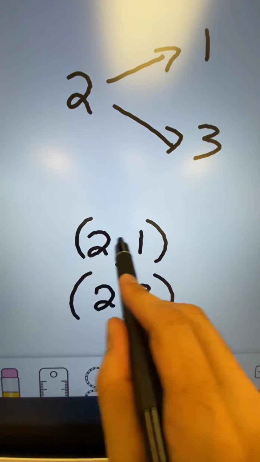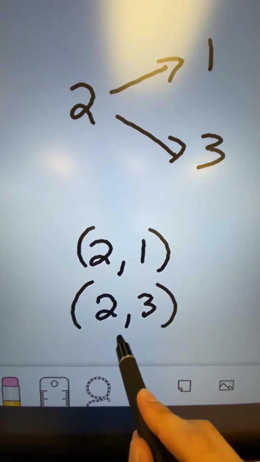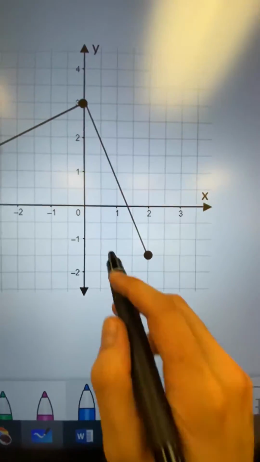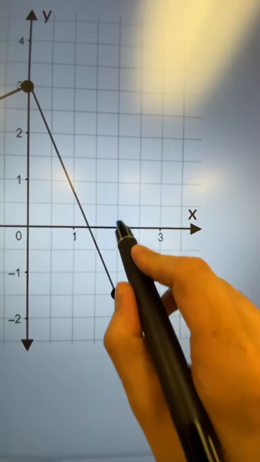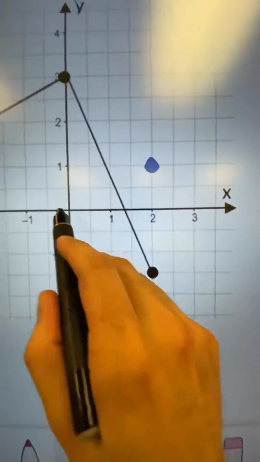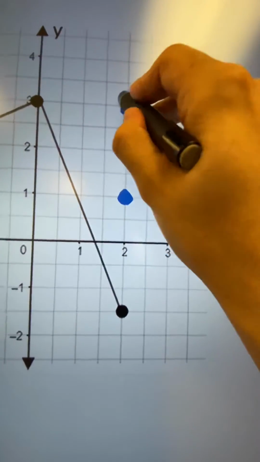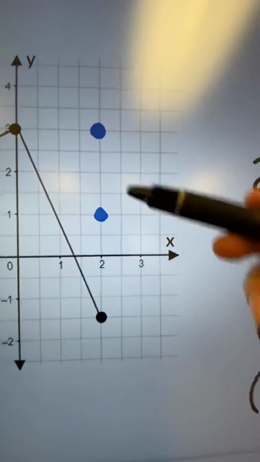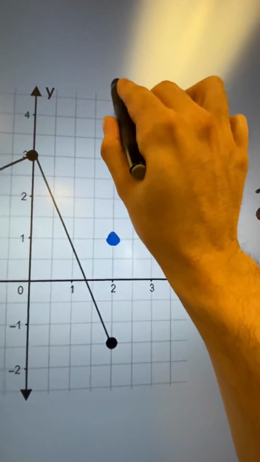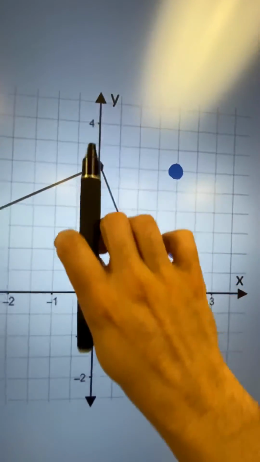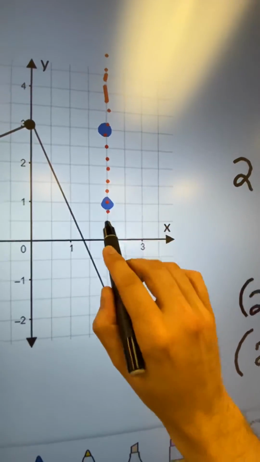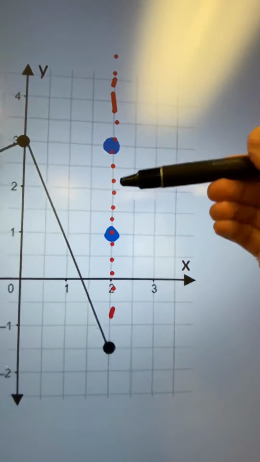So I'm going to plot these 2 points because that's what represents this relation on this graph. I'm going to put it in blue. So (2, 1) would be right 2, up 1, which would be right here. And then (2, 3) would be right 2, up 3, which would be right here. Now notice that we have one point stacked on top of another one. If you imagine a vertical line, something like the y-axis, and I were to move that y-axis over here, you can see that the line would pass through both points.